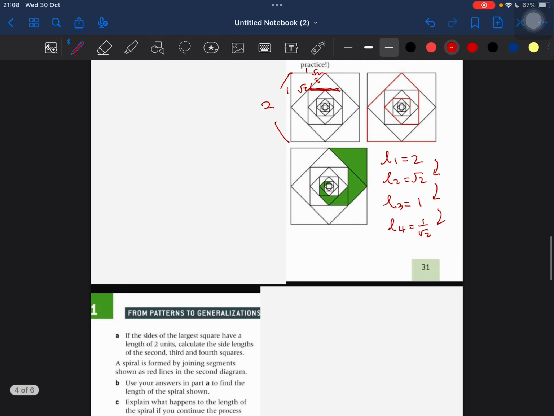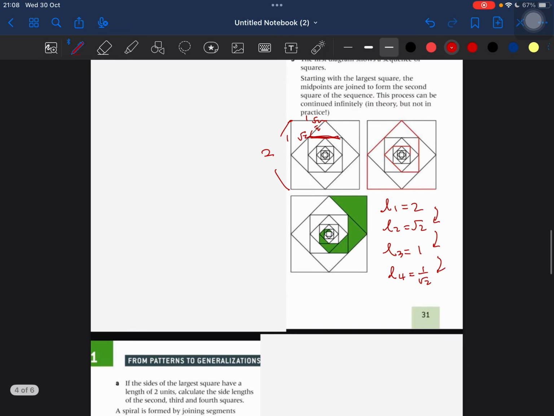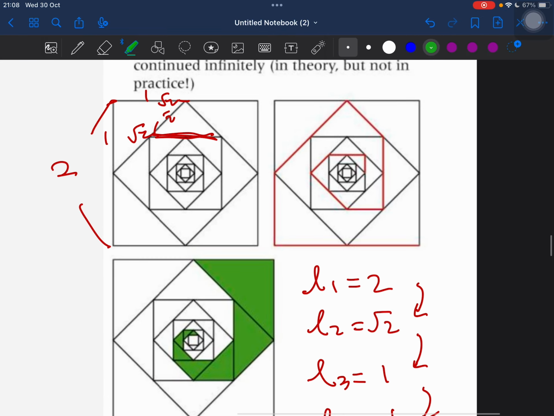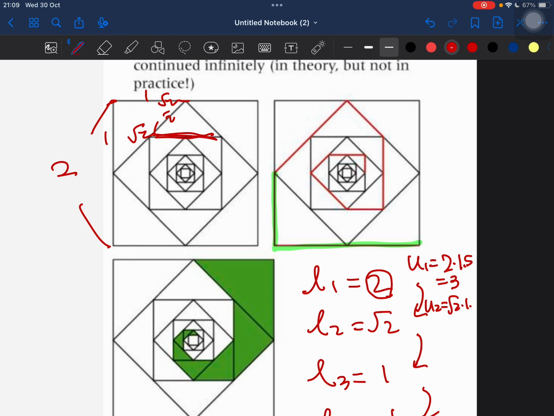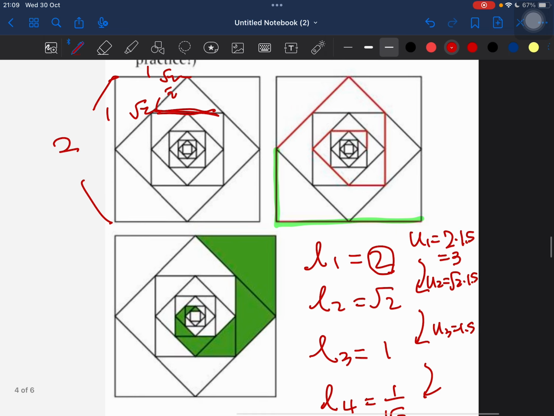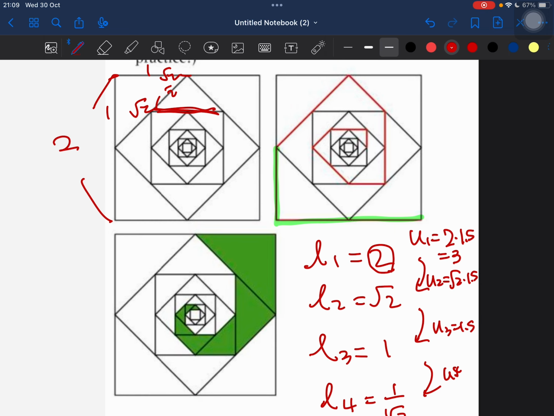So how many terms? Let's call this one U1. Now U1, we can see 2 plus 1, 2.5. So 2 times 1.5, which is 3. And U2 is also square root of 2 times 1.5. U3 is 1.5. U4 is 1.5 over square root of 2.